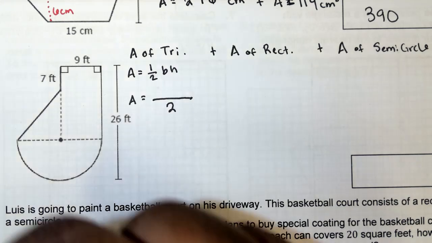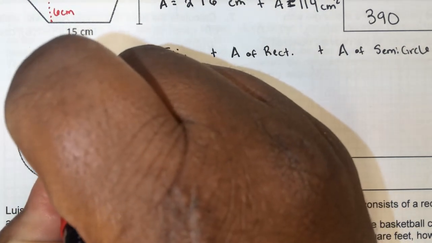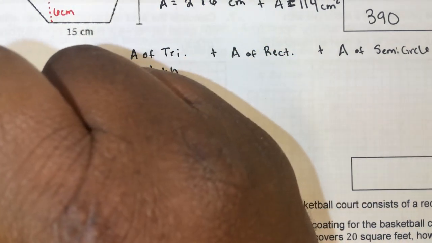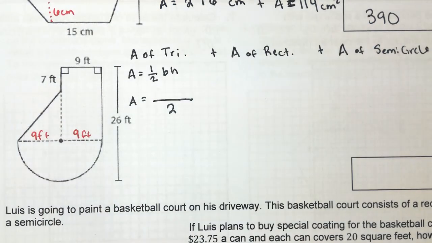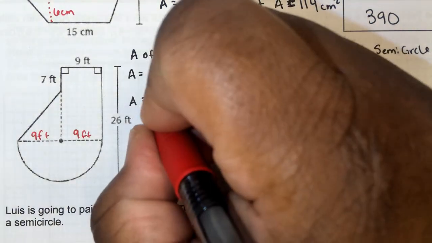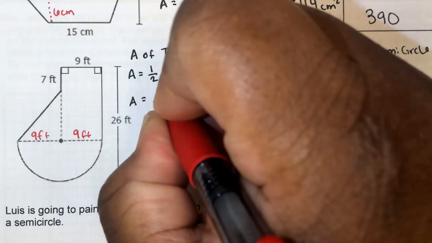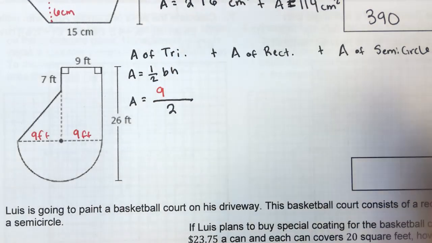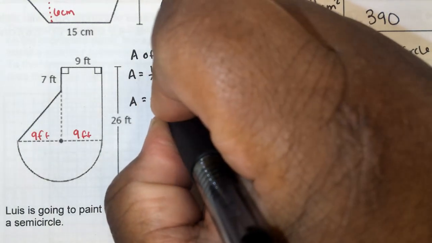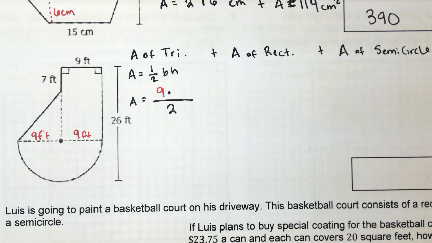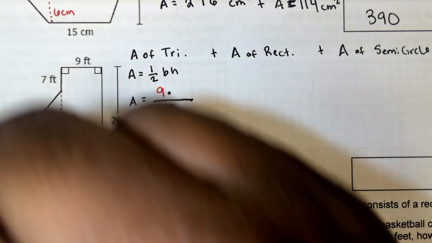9 is the radius of this circle. This is 9 feet right here. This has to be 9 feet over here, which is my base of my triangle. Yeah, we cooking now. So that's 9. After that, we need a height for the triangle. Somebody should see that too. What's the height of the triangle?